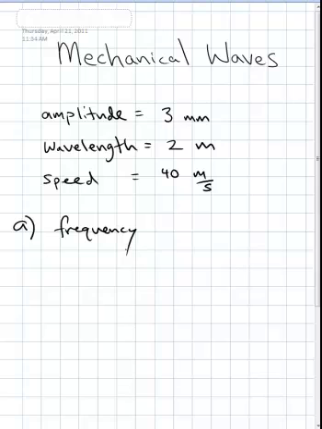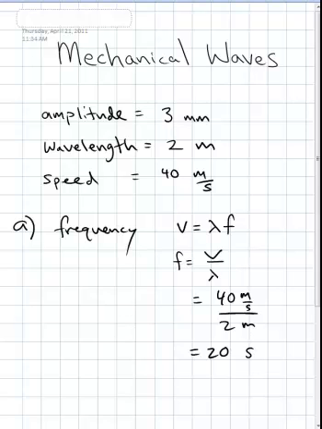So for the frequency, one thing we always know about a wave is that the velocity is equal to the wavelength times the frequency. So that tells us that f is v over lambda, and v and lambda were both given to us. So that's pretty straightforward. 40 meters per second over 2 meters. And what do we have? 20 inverse seconds. And we kind of get tired of writing inverse seconds, so we write 20 hertz. 20 cycles per second, or 20 hertz, is the frequency of this wave.